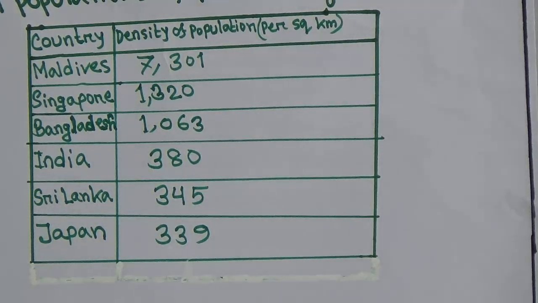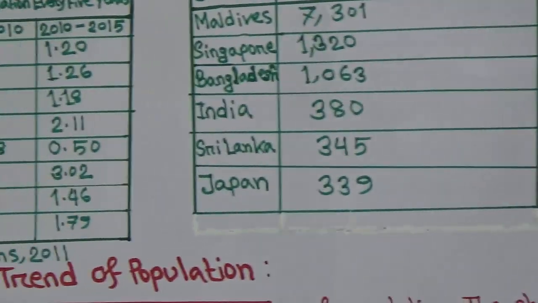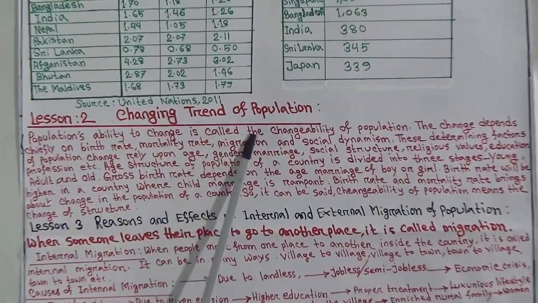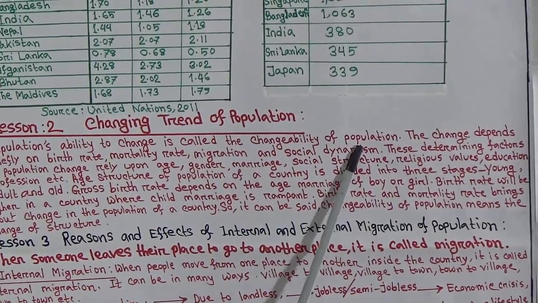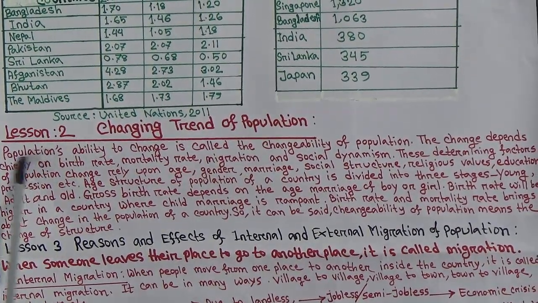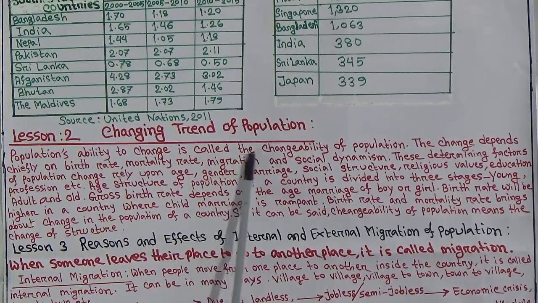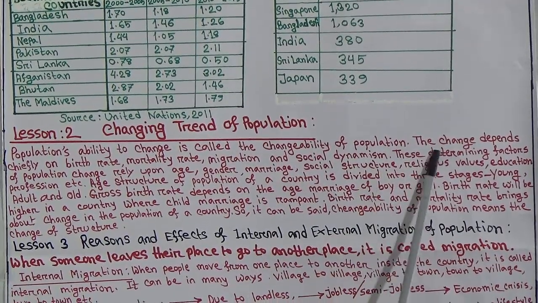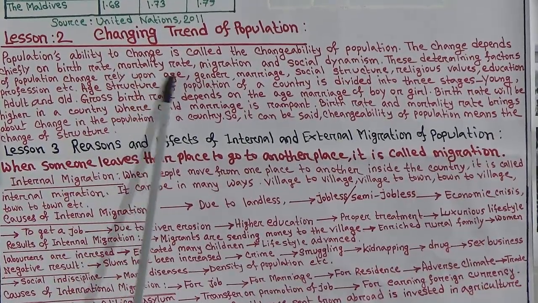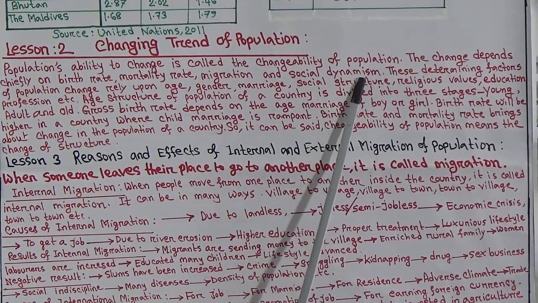Okay, now go to lesson 2, changing trend of population. The population's ability to change is called the changeability of population. This is the definition of changeability of population. You can identify and underline it. Finally, you should memorize this. The change depends chiefly on birth rate, mortality rate, migration and social dynamism.